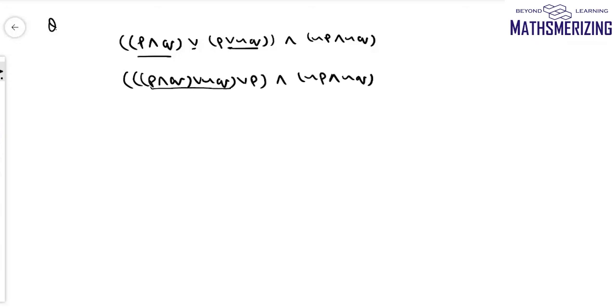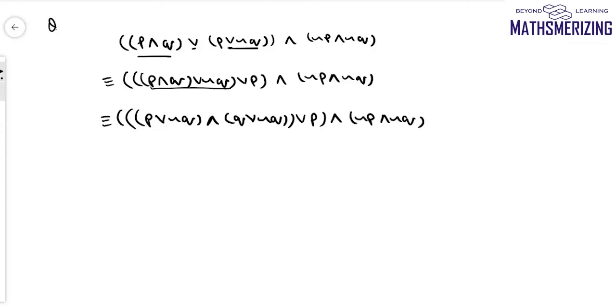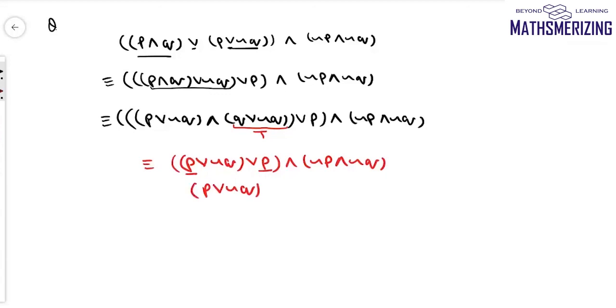Now we'll use distributive property, so I'll write P or not Q and Q or not Q, and then or P and not P and not Q. Now we know that Q or not Q is simply true and A and true is simply A, so I can write it as P or not Q or P and not P and not Q. Now P or P is simply P, so I can write it as P or not Q and not P and not Q.